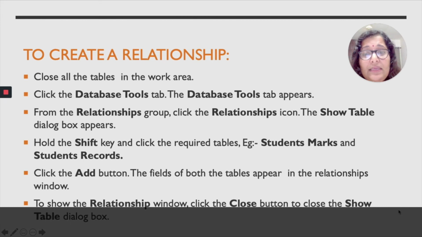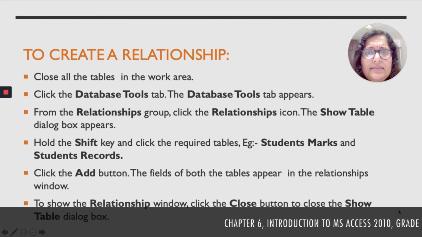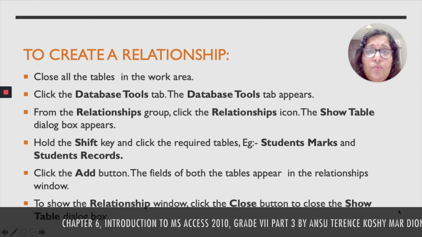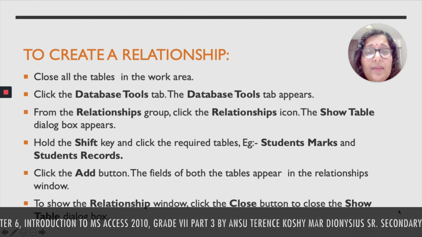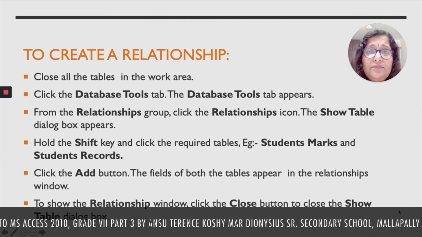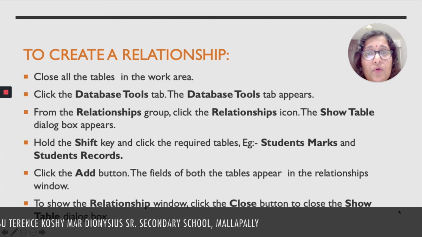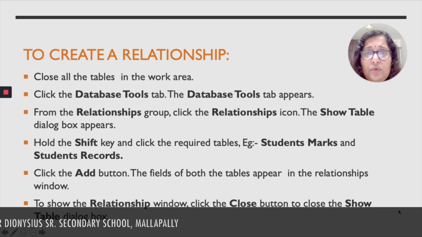Hold the Shift key and click the required tables. You need more than one table to create a relationship, right? So you need to press the Shift key and select the tables that you want to create the relationship with. For example, here we are joining students' marks and students' records together. Press the Shift key and click on students' marks and students' records. Then click the Add button.